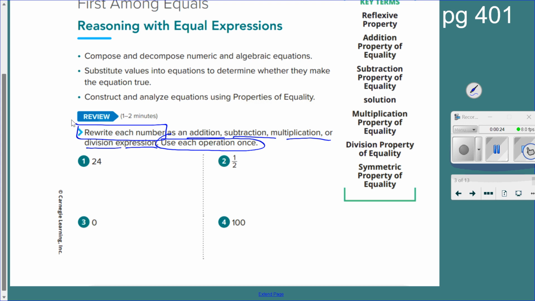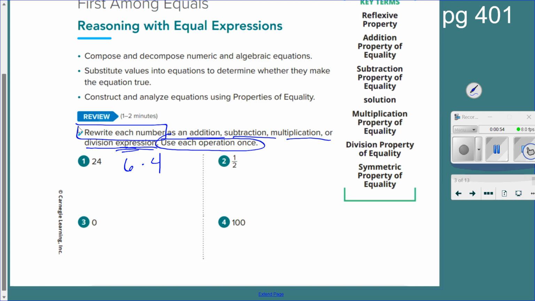So how many operations did they tell you? 4. How many numbers do you have? 4. So you're only using them one time. So if you use an addition problem here, you're not going to use it for the other 3. Does that make sense? So as an example, what expression could I use to make 24? 6 times 4. And notice it says expression, so I don't have an equal sign or an answer.